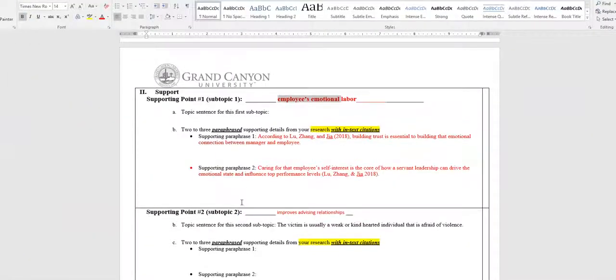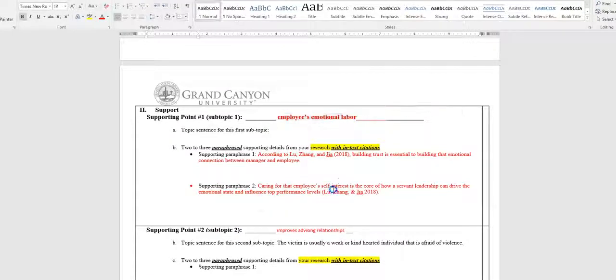So going back to this, all you're going to do after you write in your subtopic is pick two facts from that one article, and that's enough. That's all you need, and you present it here. My first fact is here, cited, and I cited it different ways to show you. You could do all your citations like this, or all at the end. It doesn't matter. Right now I'm just showing you. It's good to have a variety. According to these researchers, building trust is essential to building that emotional connection between manager and employee. That's one fact I want to elaborate on in that subtopic.